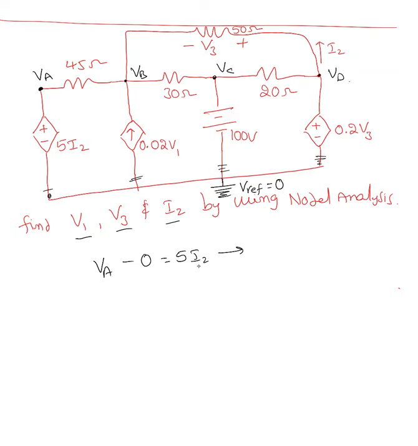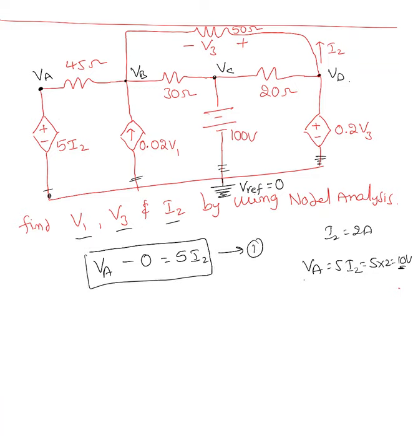Even though this is a current, say for example you end up with I2 equal to 2 amperes, VA equal to 5 times I2, so 5 times 2, still this is a voltage, 10 volts. You just take the number, don't worry about the unit. Okay, this VA is still a voltage. So VA equal to 5I2, that's equation 1.